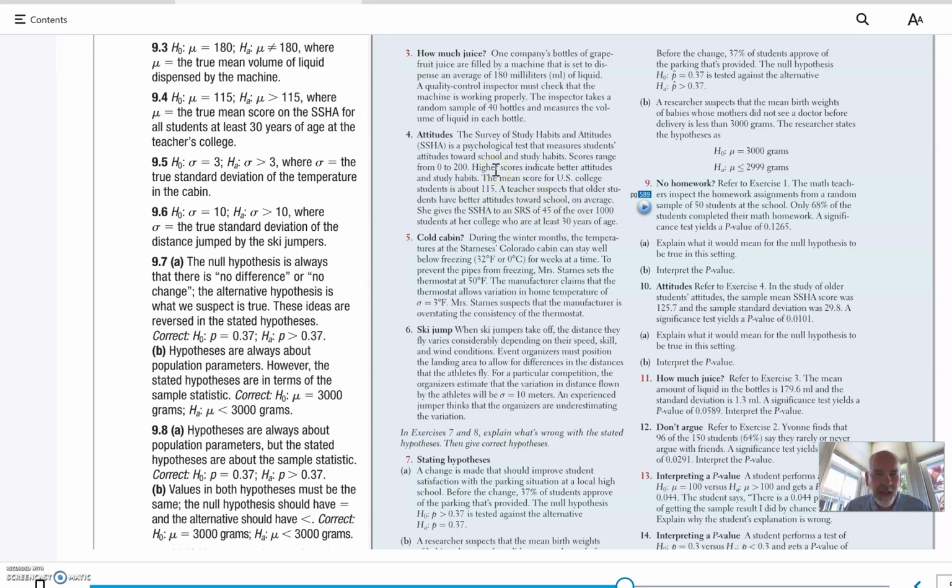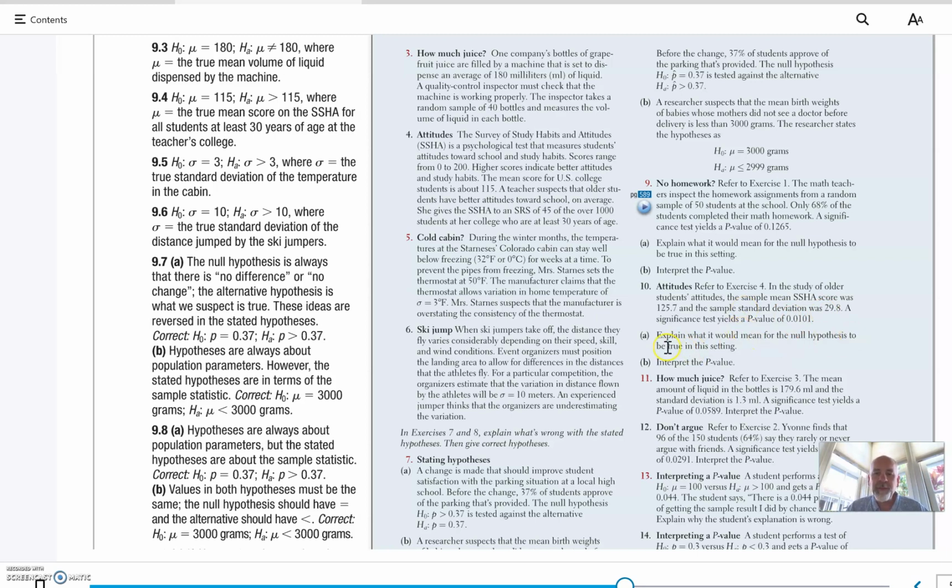So in this one, the null hypothesis would be that the mean score for the older students is equal to 115. That's the null, and the alternative hypothesis is that the mean is greater than 115. And then over here in number 10, it keeps going, and they actually got a sample mean of 125, which is a lot bigger than 115. A significance test yields a p-value of 0.0101, so a really small p-value. It's lower than our 0.05 that we usually use.